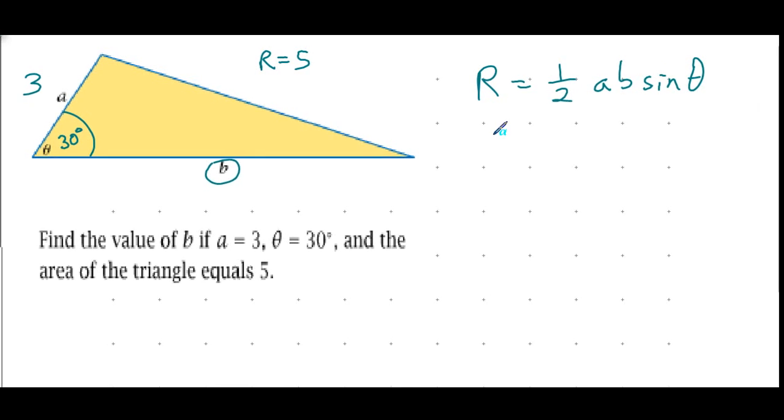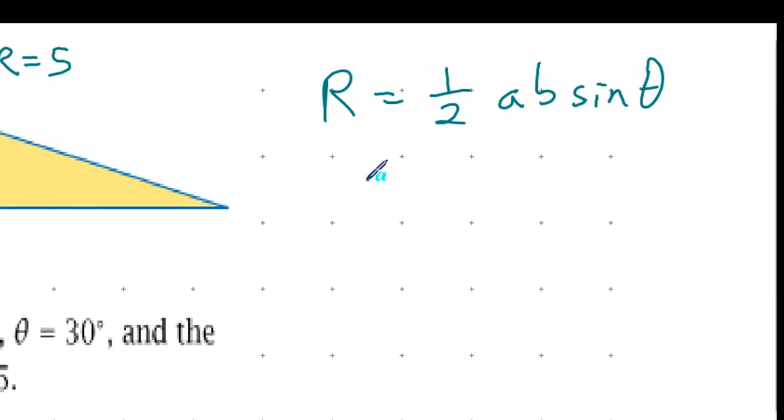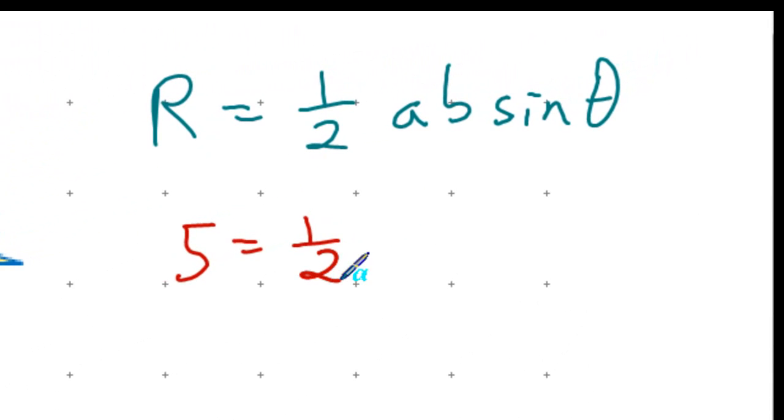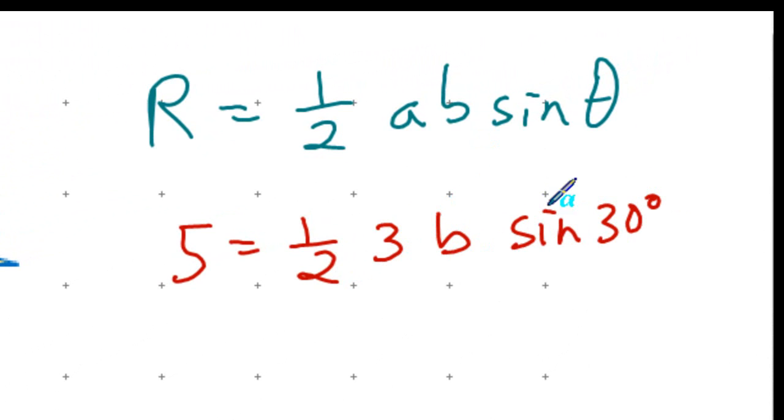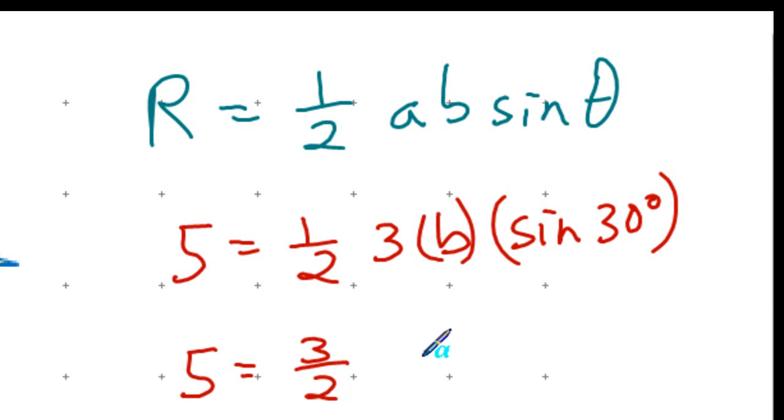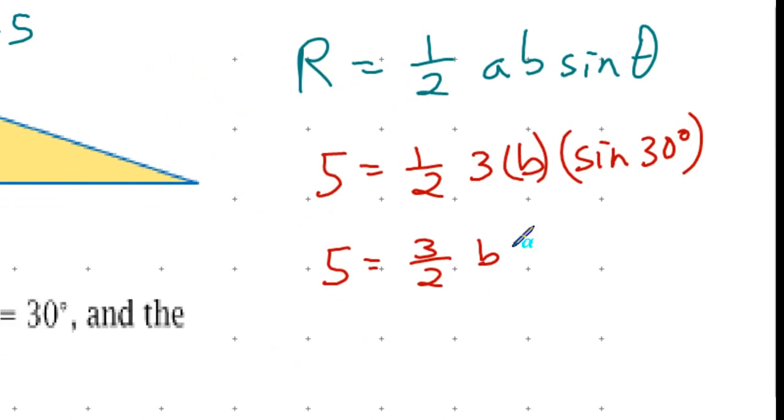So I'm going to plug in the values that I have. I know the area is 5, and 1/2, and then the one side, a side, is 3, and b is what I'm trying to find, and then the sine of 30 degrees. So all my separate quantities come out to 5, 3/2, and then b sine of theta.